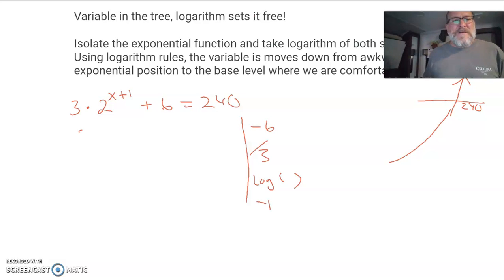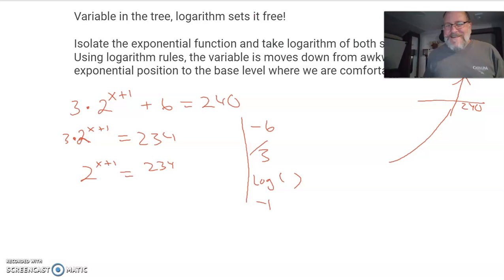Let's see. 3 times 2 to the x plus 1. That's a times in there. 3 times 2 to the x plus 1. If I subtract 6, that's equal to 234. I'm then going to divide by 3. Too many times I see students set their pen down and grab a calculator. Don't. Grab it at the end. Best lesson I ever got from a teacher, a math teacher in high school. Don't pick up the calculator until you're done. You're not done yet. Just leave it.